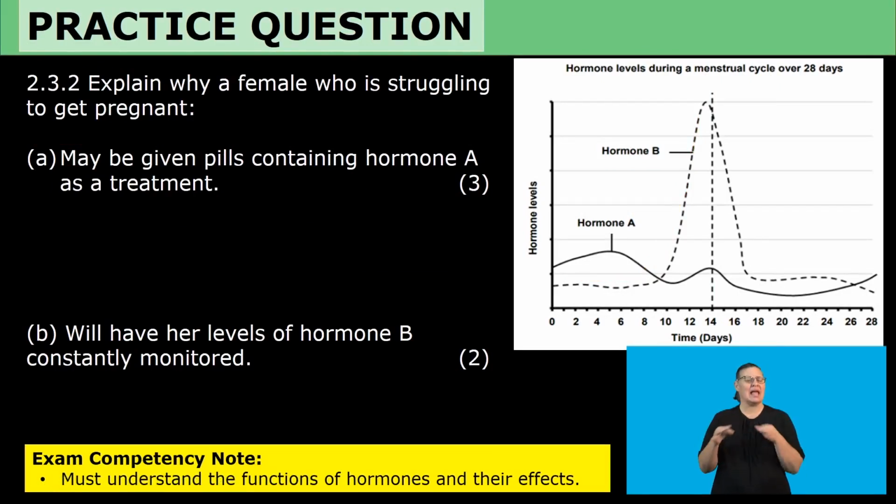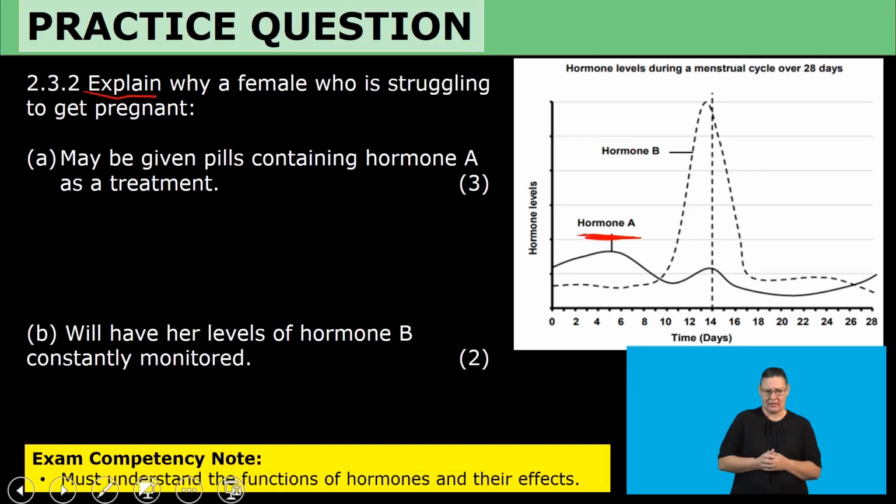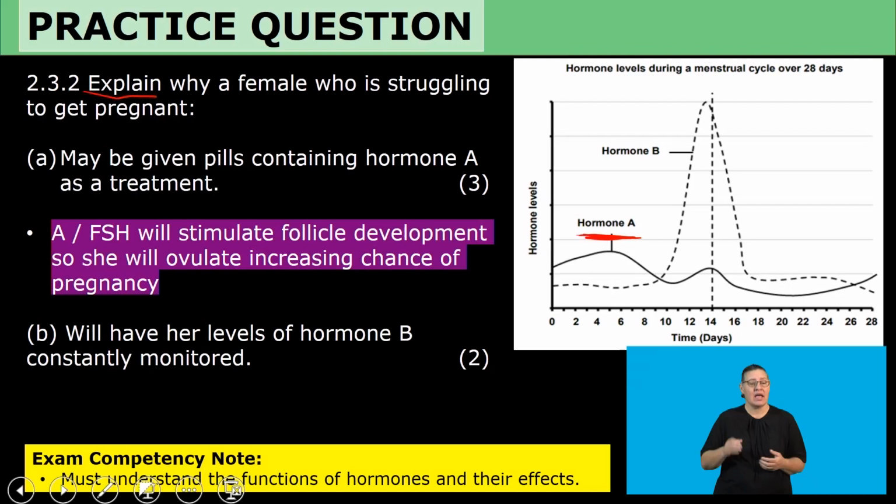232, explain why a female who is struggling to get pregnant, A, may be given pills containing hormone A as a treatment. So this is hormone A as a treatment. You need to explain. A, FSH will stimulate follicle development, so she will ovulate, increasing chance of pregnancy. So in other words, when this hormone is increasing, the follicles will be forming, and then there is a higher chance of fertilization, hence pregnancy.